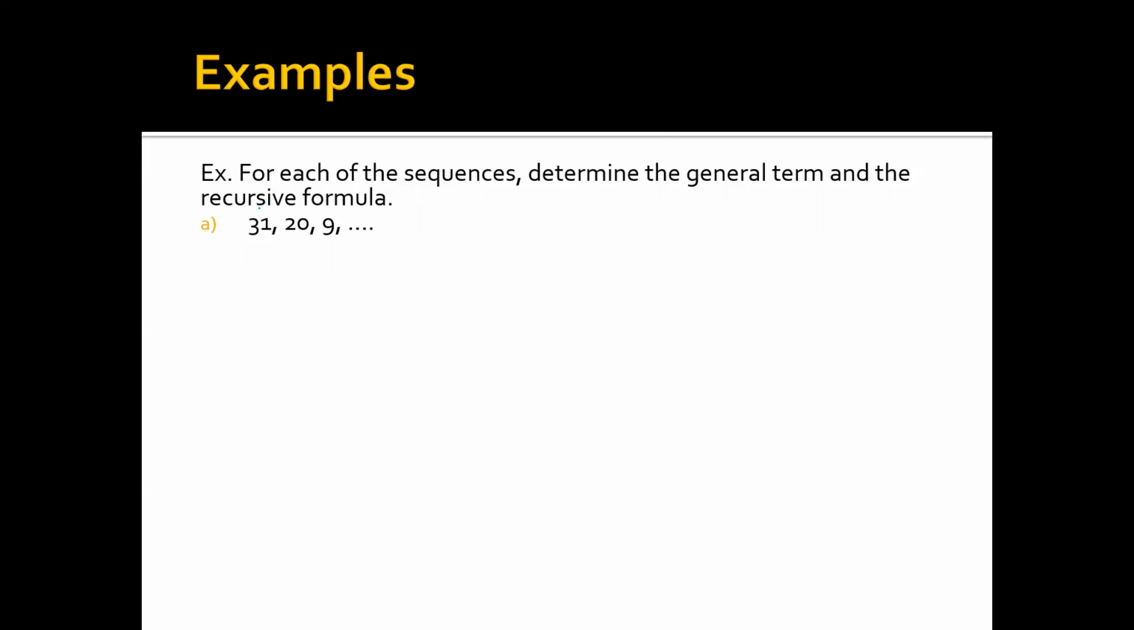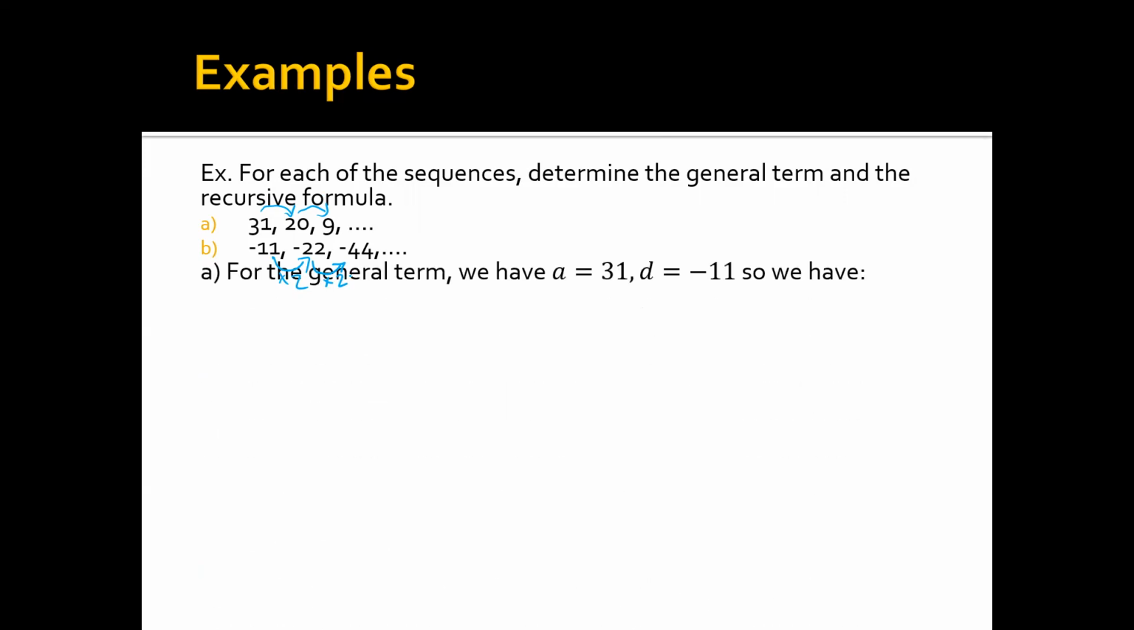In this one, we're asked to find the general term, and we'll do it in 2 different ways. The first thing I notice is that it's decreasing by 11. In the next one, I notice that this is actually going to be geometric. I'm multiplying by 2 each time. Notice that I'm not multiplying by -2. I'm multiplying by +2 because the sign doesn't change. So in the first one, we have an A value of 31 and a common difference of -11.